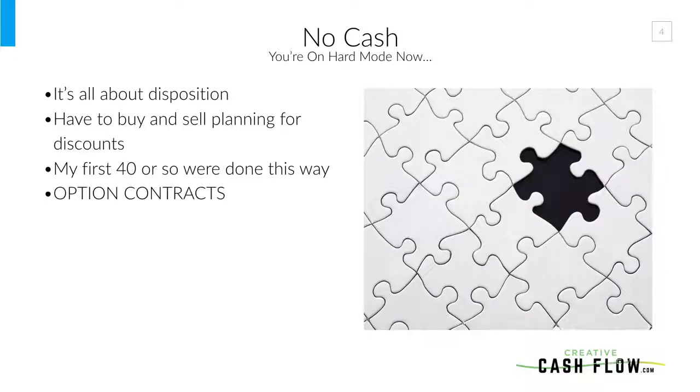But if you can't put the money in for the rehab, you've got to account for that because your buyer's not going to pay full price for a house that's not fixed up, okay? Option contracts are the go-to here. That's the big puzzle piece to it.